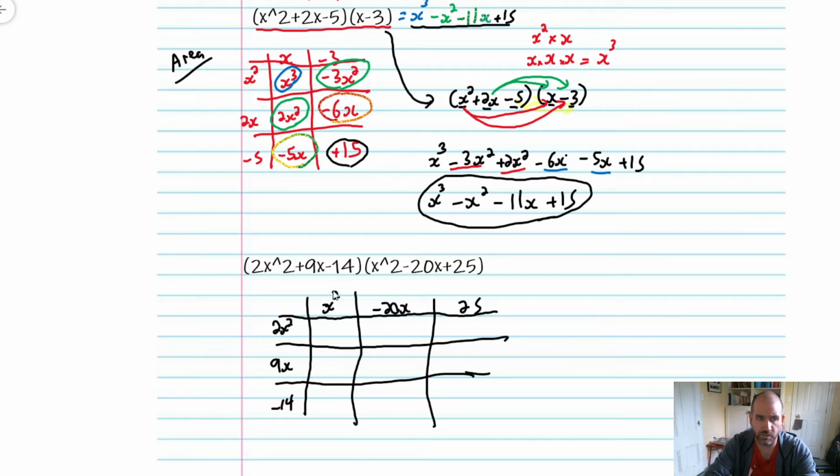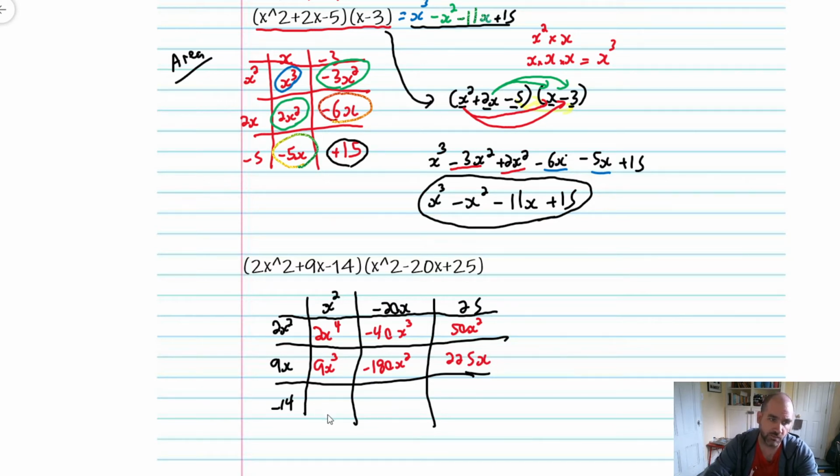So 2x squared times x squared is 2x to the power 4. 2x squared times negative 20. Negative 20 times 2 is negative 40. x times x squared is going to be x cubed. 25 times 2x squared is 50x squared. All right. x squared times 9x is 9x cubed. Negative 20 and 9 is negative 180x squared. 25 times 9 is going to be 225x.